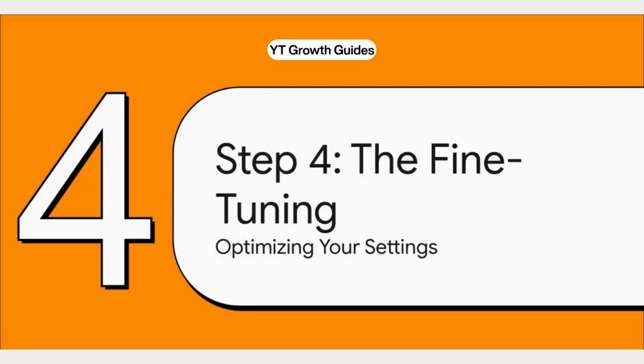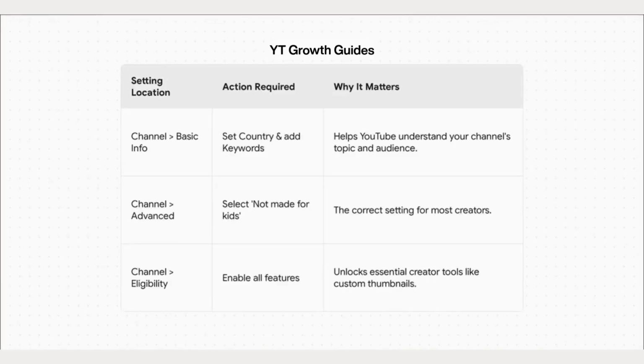All right, the front of the shop looks great. But now we gotta peek under the hood real quick. A few little tweaks in the settings are gonna make sure your channel is optimized for growth right from day one. So in your settings, we're just making 3 quick stops. In basic info, set your country and add some channel-wide keywords. This helps YouTube categorize you. In advanced, pretty much everyone should select not made for kids to avoid a lot of restrictions. And finally, in feature eligibility, our goal is simple: unlock everything.